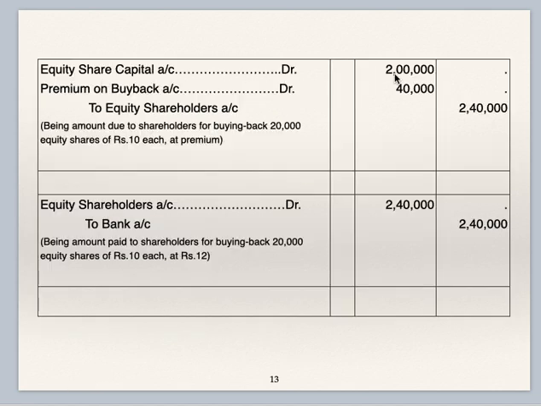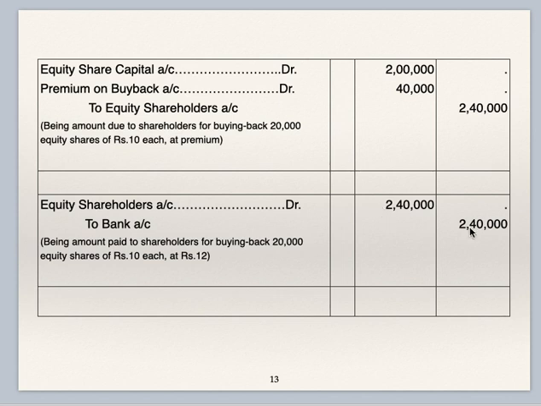Equity share capital account debit 2 lakhs. Premium on buyback account debit 40,000 to equity shareholders account 2,40,000. Amount due to shareholders for buyback of 20,000 equity shares of 10 each at a premium of rupees 2. 20,000 into 10 is equity capital and 20,000 into 2 will go to premium on buyback.